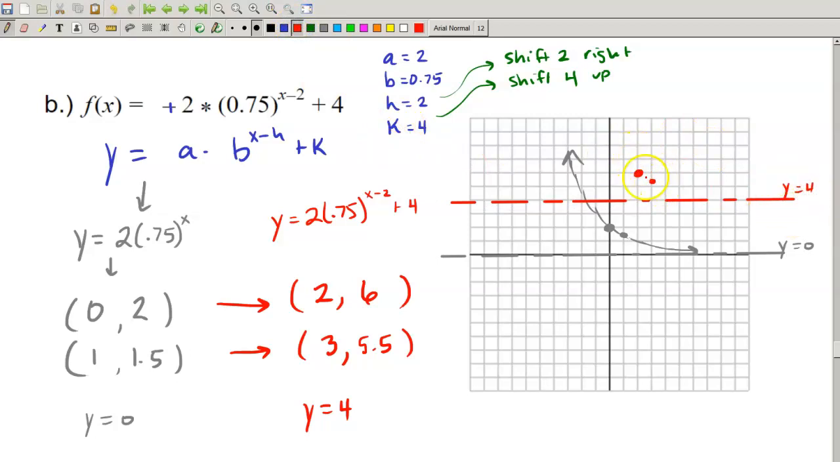And now I'm going to sketch my graph and finish it off. So these 2 points are going to get closer to that line and then trend up and to the left. And there is my new graph.